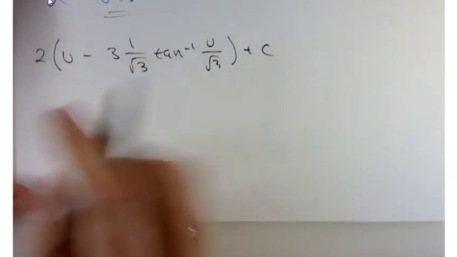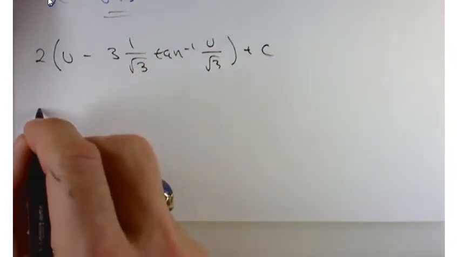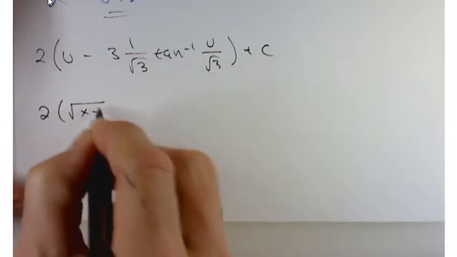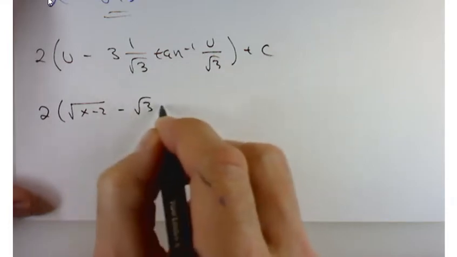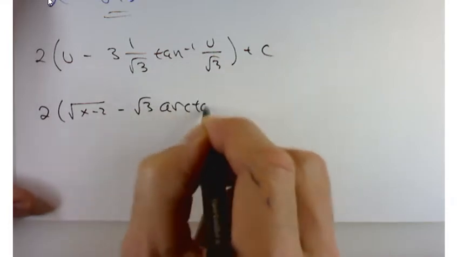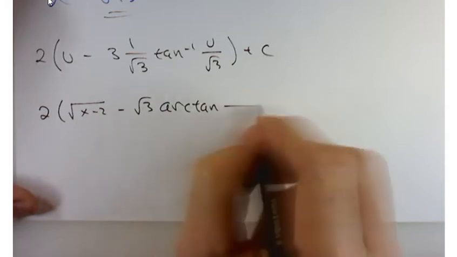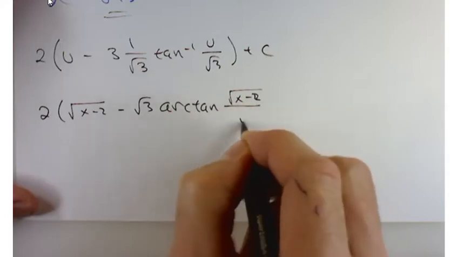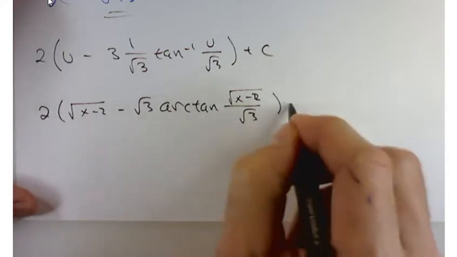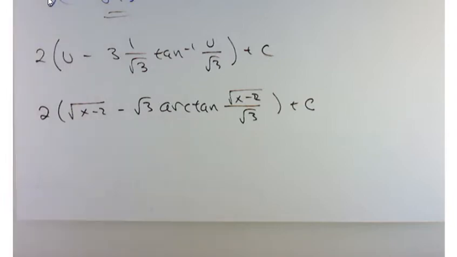u is equal to the square root of x minus 2. So this is 2 times the square root of x minus 2 minus, that'll simplify as the square root of 3. Let's do arctan just for variety. Arctan of the square root of x minus 2 over the square root of 3, plus your constant. Yay. Okay, so a little bit of trick there.